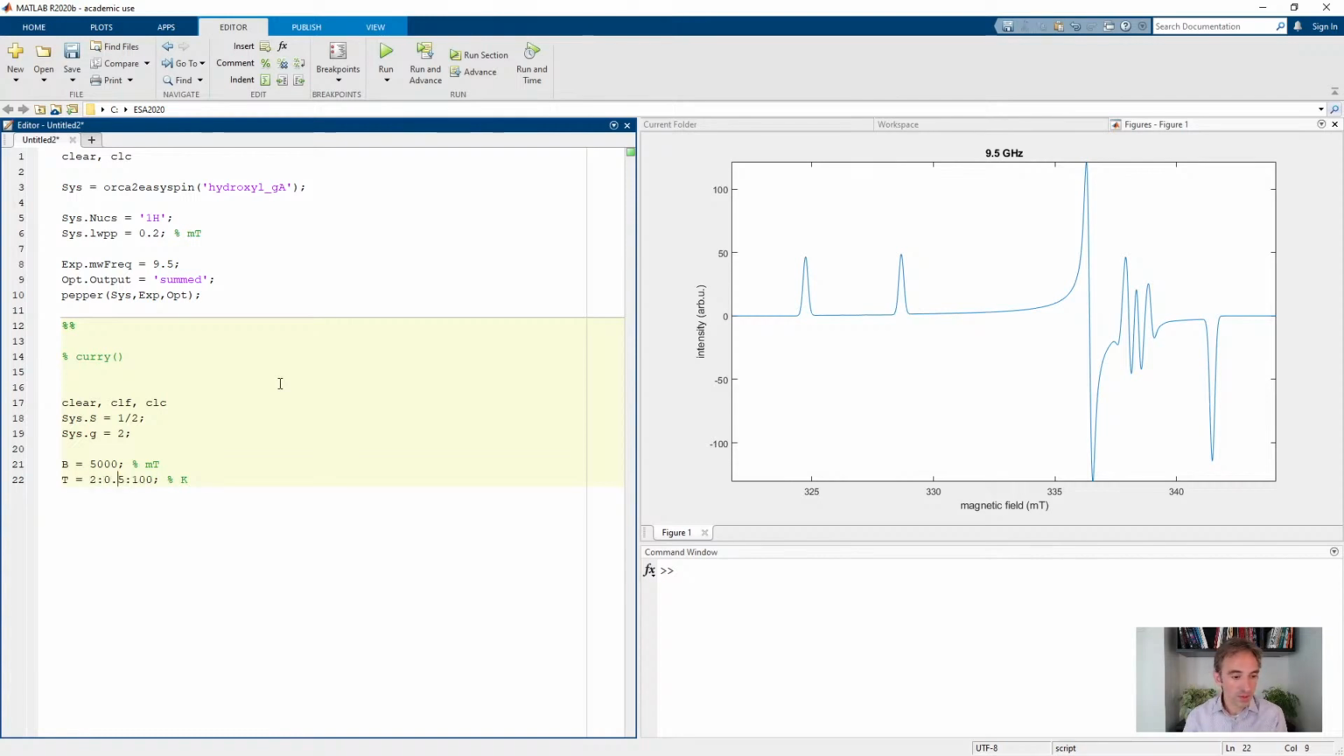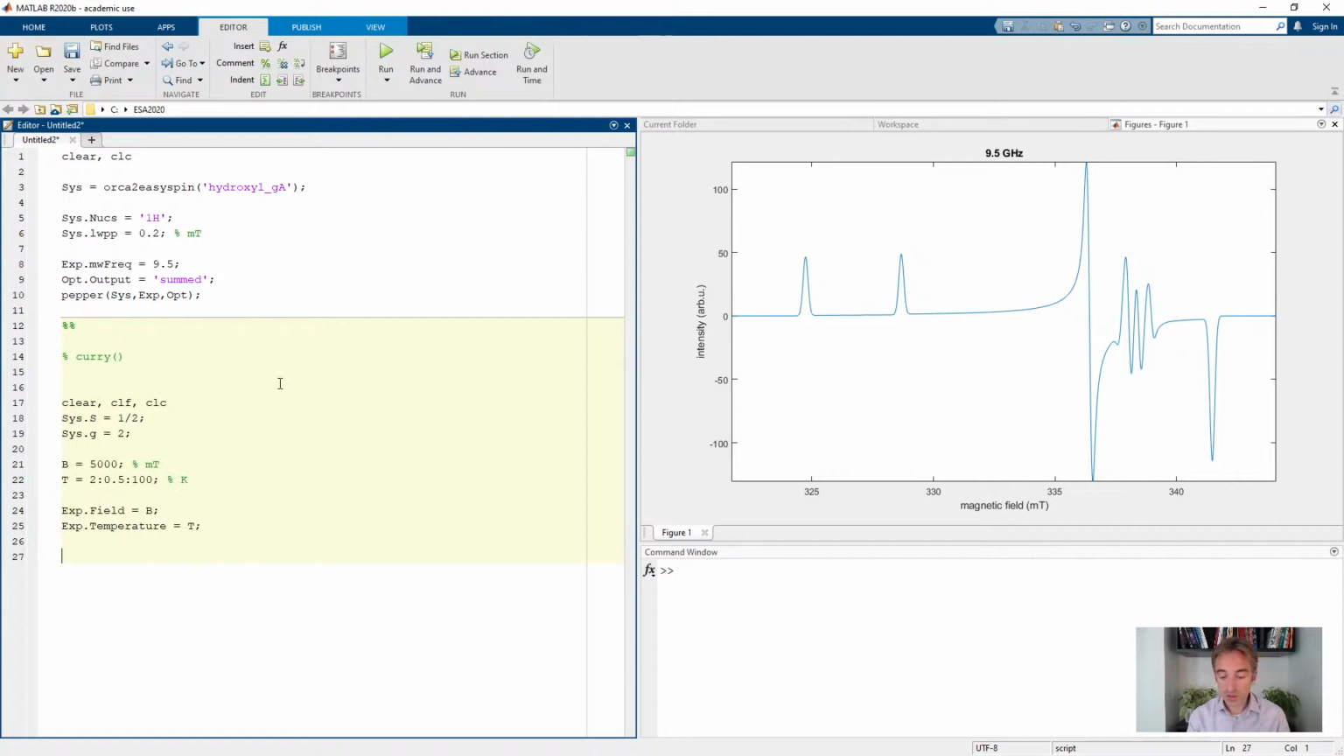It's a double colon syntax. It generates a kind of linear range array with the start value at the beginning, the increment in the middle, and the end value at the end. So now we define the experiment we're going to do. We specify the field to be B and the temperature, Exp.Temperature equal to T. I've just defined these 2 separate variables because I'm going to reuse them later in a different context.